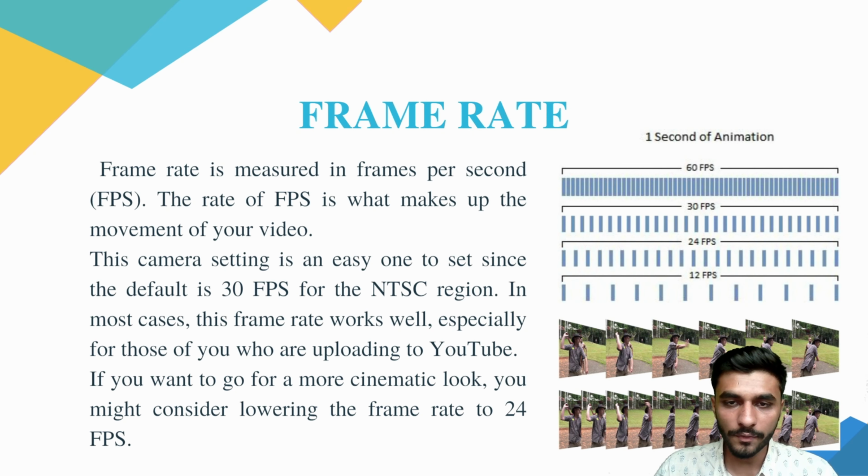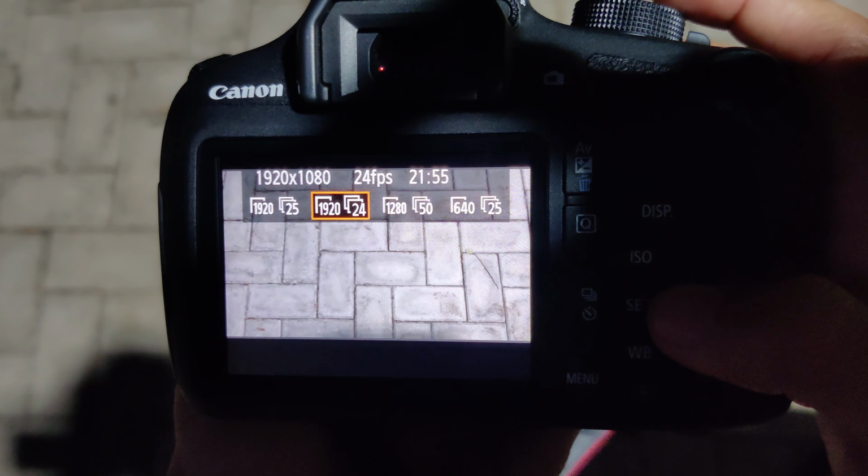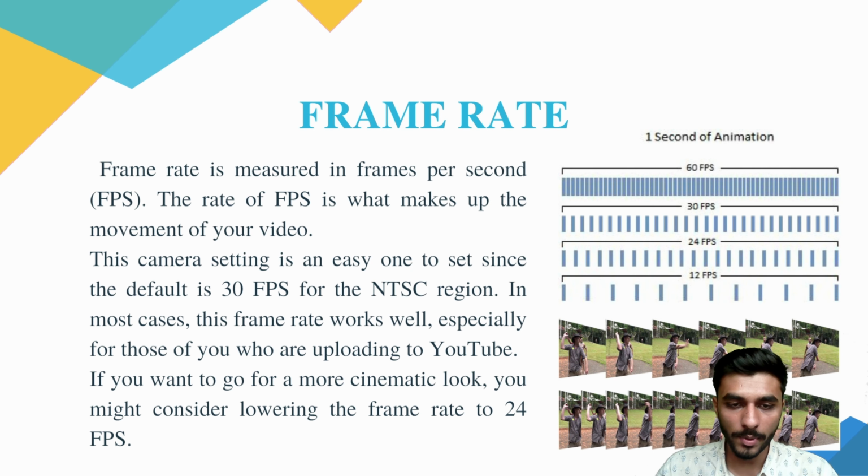The next setting is frame rate. Frame rate is measured in frames per second. The rate of FPS, frames per second, is what makes up the movement of your video. This camera setting is an easy one to set since the default is 30 FPS for the NTSC region. In most cases, this frame rate works well, especially for those of you uploading on YouTube. If you want to go for a more cinematic look, you might consider lowering the frame rate to 24 FPS.